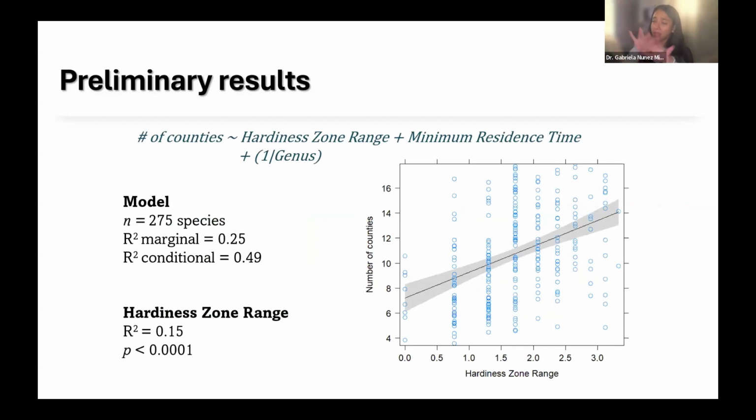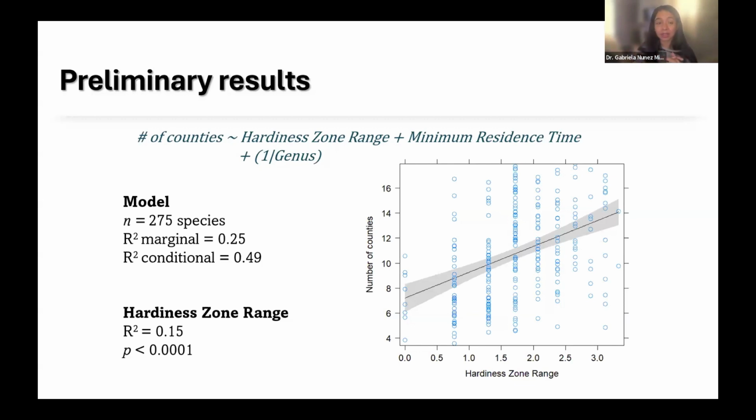More specifically, when we dug a little bit more into the data, we found that hardiness zone range, so how many different hardiness zones this species can be found in, was positively related with the number of counties in which each of these species was found. So the broader their hardiness zone range, the more likely they were to be established in more counties, so have a much larger, wider invasive range size within the United States.